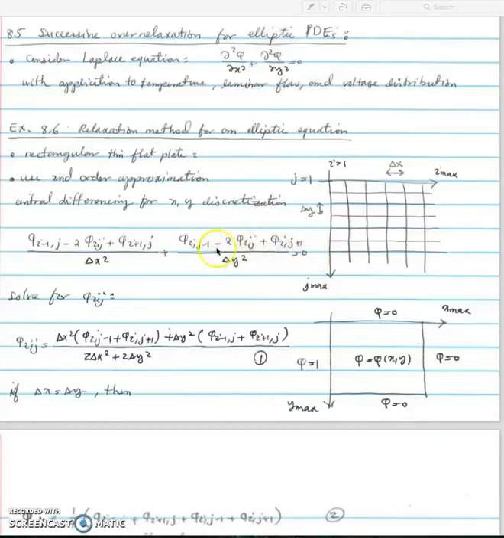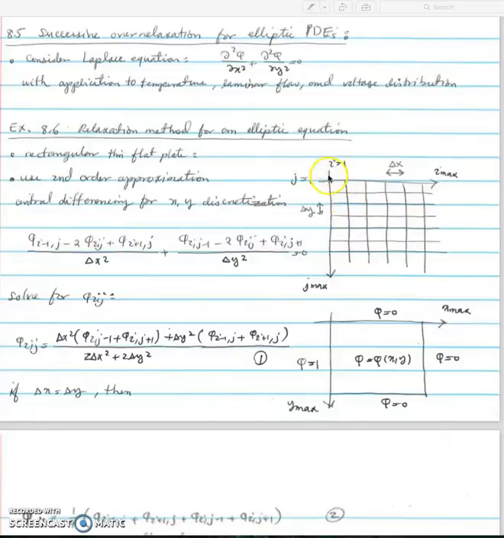Note that in the second term, I is fixed and j varies from j minus 1 to j plus 1. And then the first term, j is fixed and I is varying from I minus 1 to I plus 1. All right, so these are central differencing again. You can look it up on page 83 of the text.